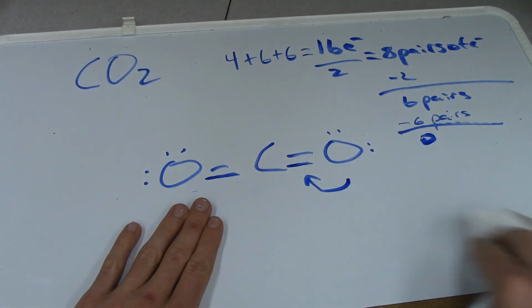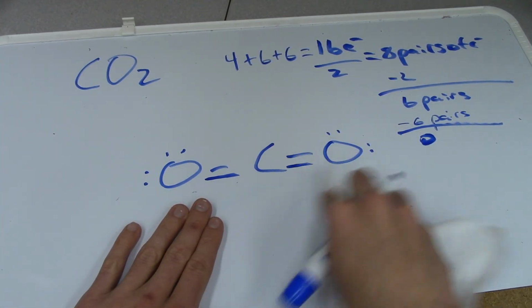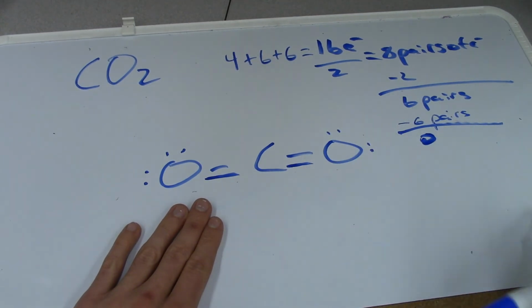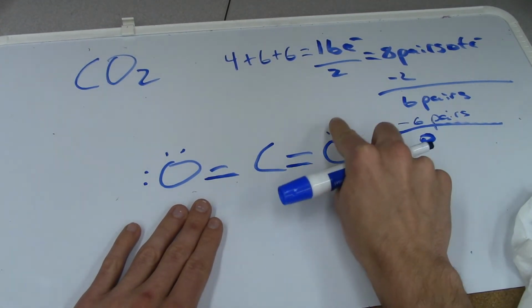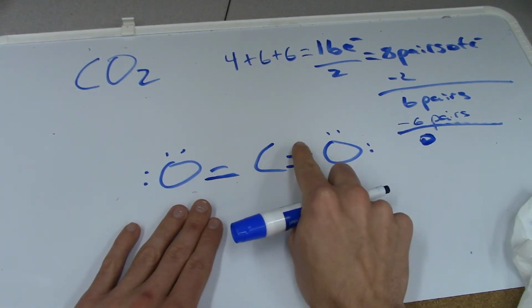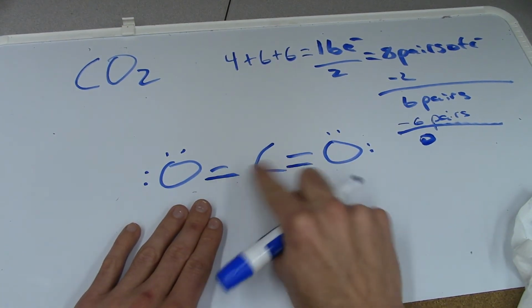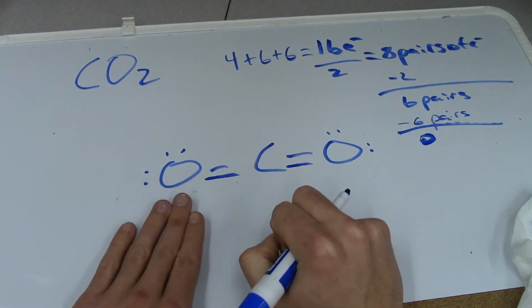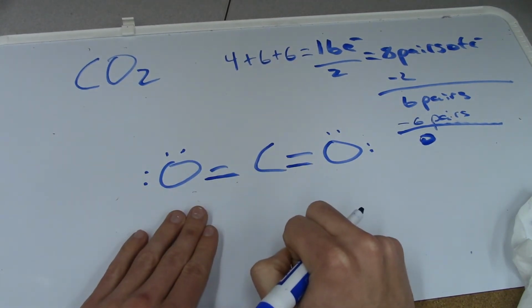So I'm going to move that over, and I'm going to recheck for stability. This oxygen has 8 electrons. This carbon has 2 double bonds and has 8 electrons total, so now the carbon's stable, and this oxygen is still stable over here.